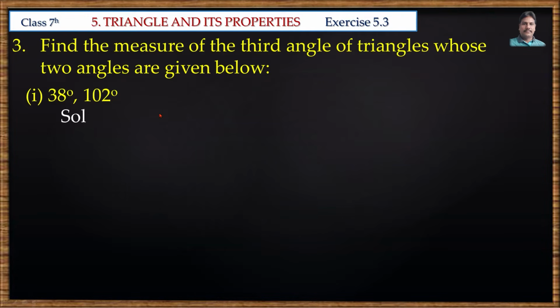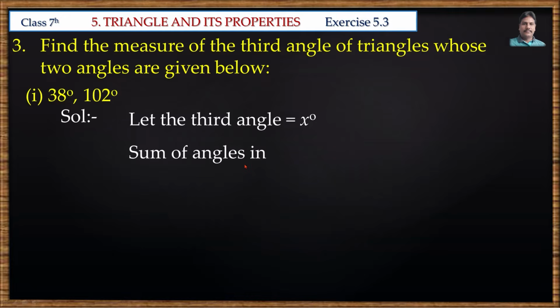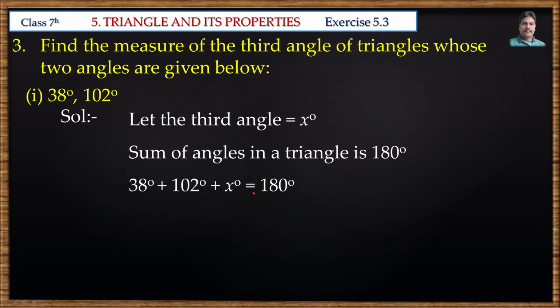Let us solve this problem. Let the third angle be equal to x degrees. We know that the sum of the angles in a triangle is equal to 180 degrees. So the 2 angles are 38 and 102. Third angle is x. Therefore 38 plus 102 plus x will become 180 degrees. So 38 plus 102 becomes 140. 140 plus x is equal to 180 degrees.